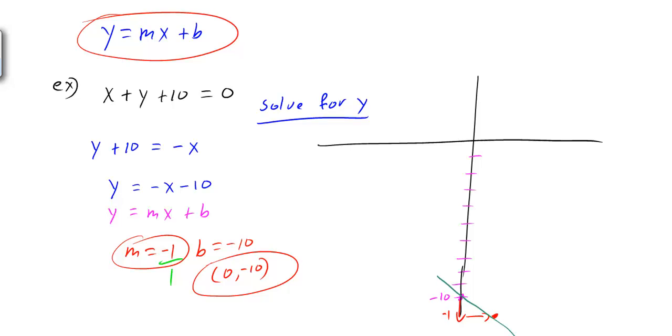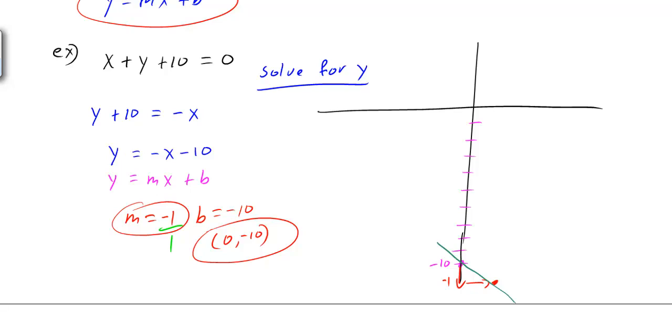So that's a quick way that you can graph the equation of a line, by simply knowing the slope and a point.